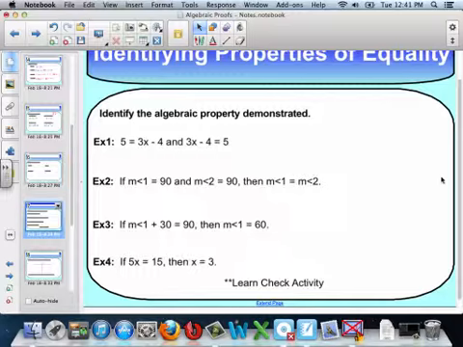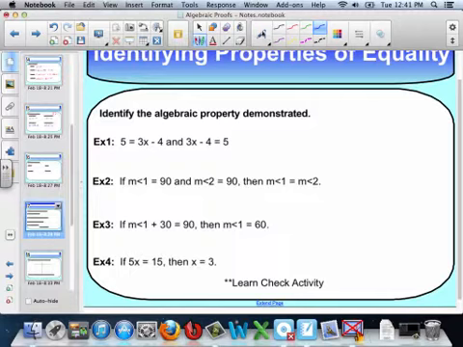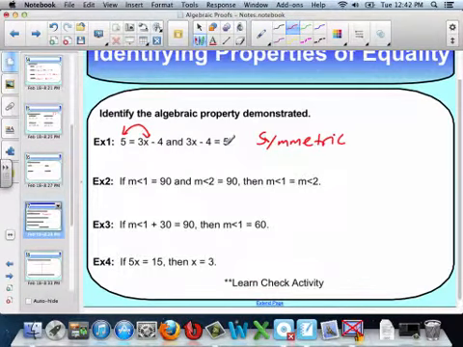All right, number 1, Kylie. That is symmetric property. Well done. Again, we know it's symmetric because we look at our first equation here, and we switch sides. The 3x minus 4 goes to the left, the 5 goes to the right. That's symmetric property. Number 2, if angle 1 is 90 and angle 2 is 90, then angle 1 must equal angle 2. Lindsay, which property is that? That's the transitive property.